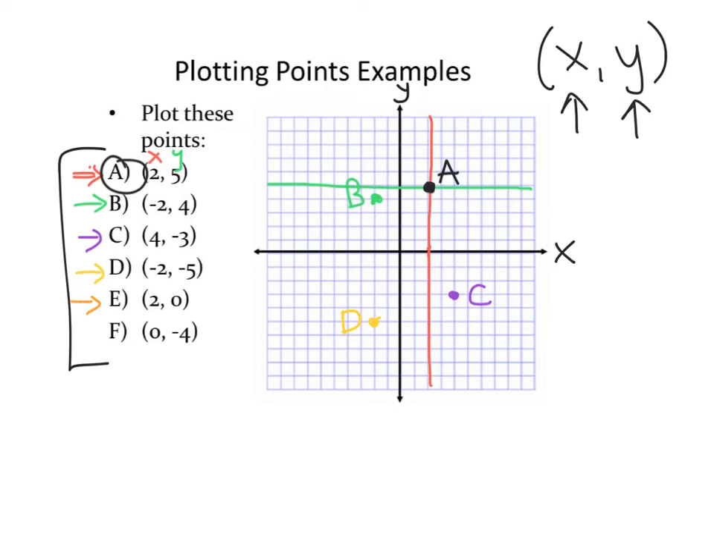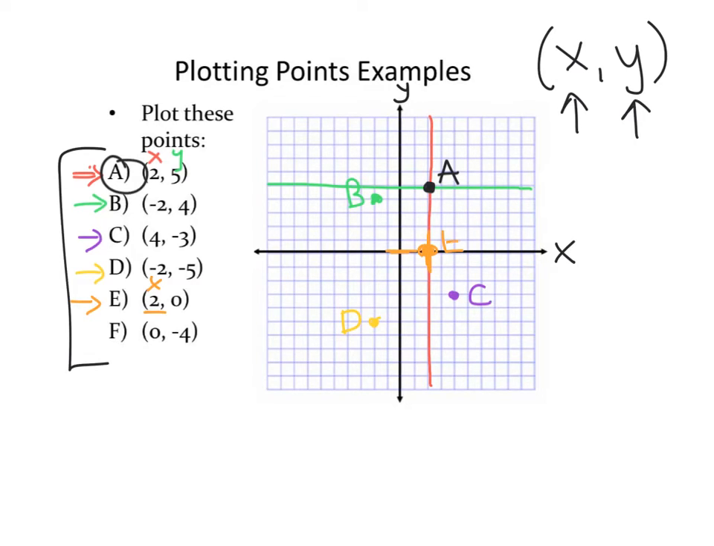E is 2, 0. Now be careful with these. Anytime there's a 0, students often make more mistakes. So 2, 0 means 2 on the x-axis and 0 on the y. Well, 2 on the x-axis is right here, and then y being 0 would be right here. So where did those two locations meet? 2 on the x and 0 on the y? Well, they meet right on the x-axis, right here.